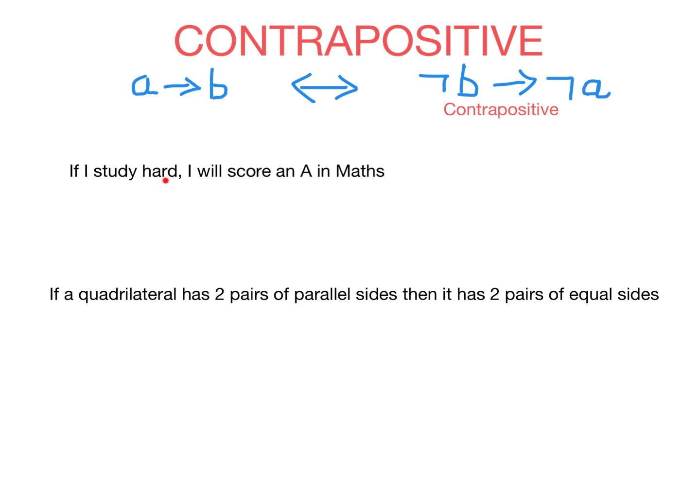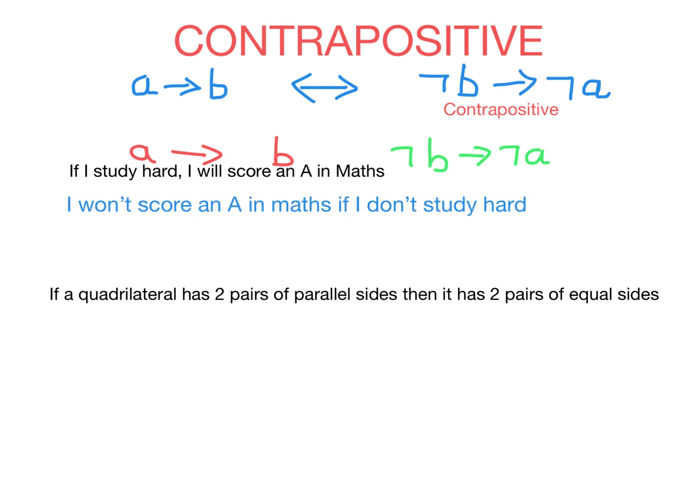So I have a statement here: if I study hard, I will score an A in maths. So that means if A, then B. A is the condition that I study hard. B is the condition I will score an A in mathematics. So the contrapositive of this statement is not B implies not A. If I don't score an A in maths, I didn't study hard. These two statements here are logically equivalent. If the black is true, then the blue is true.